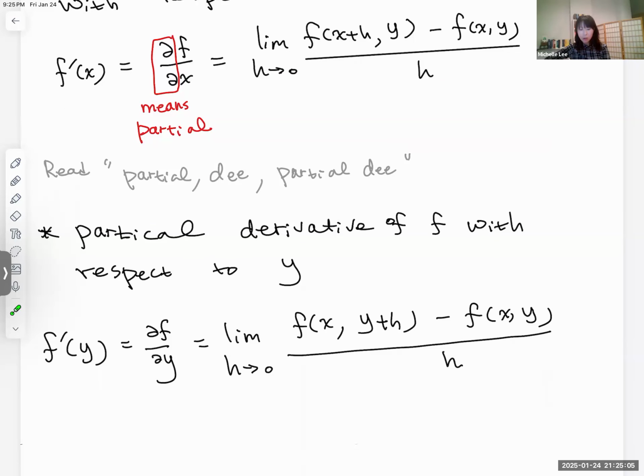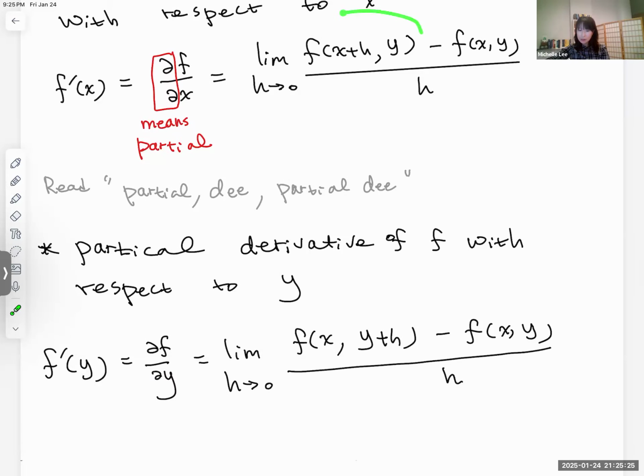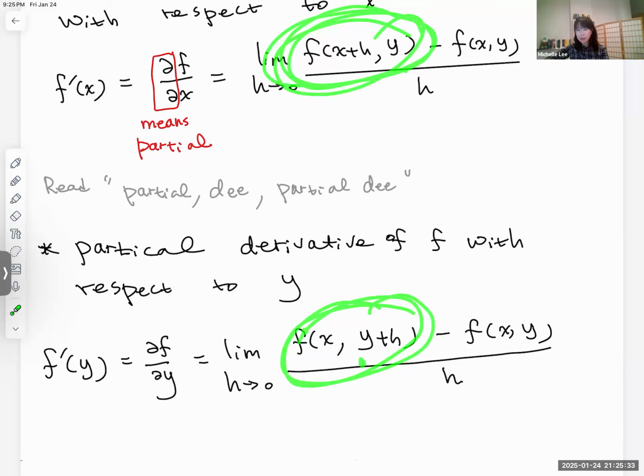Okay, so how do we find the formula, right? So we are using f prime of y, the partial derivative of f with respect to y. And then look, can you see the difference? This is with respect to x, this is with respect to y. There is a difference between f prime of x and f prime of y in calculus 3. Can you see that?